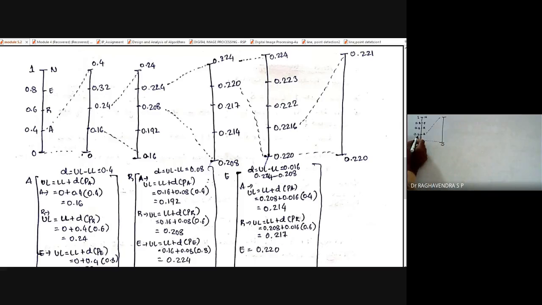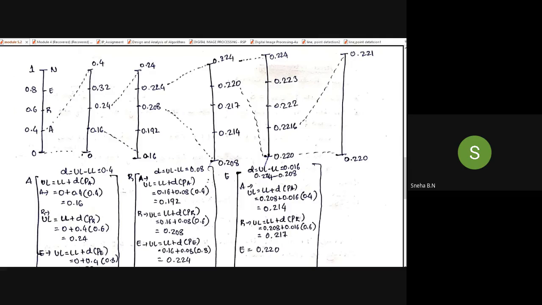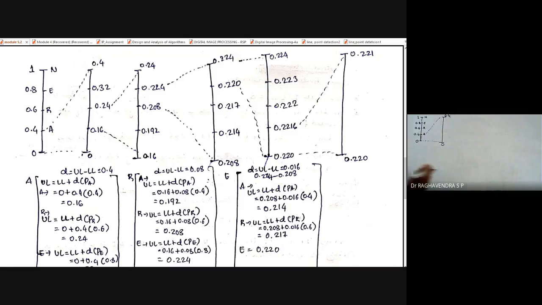So what is the lower value? What is the lower limit value? What is the lower limit? 0. What is the upper limit? 0.4. Okay, so now once again we have the divisions here, 1, 2, 3. So the thing is we have to find out the values for these splits.